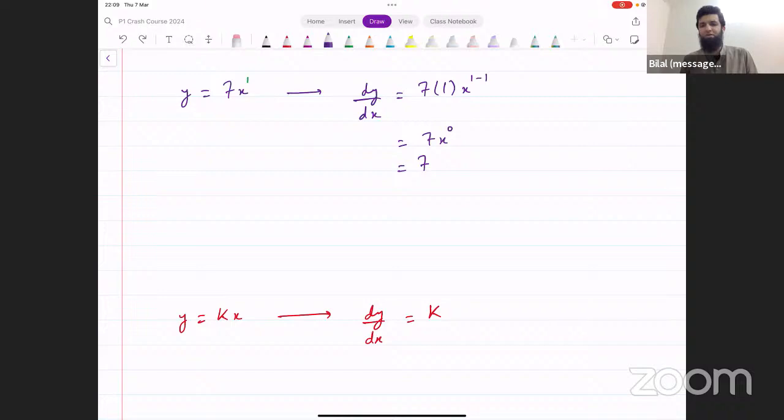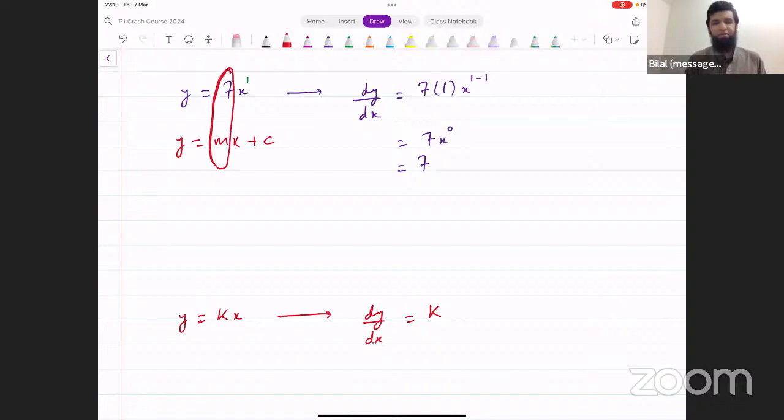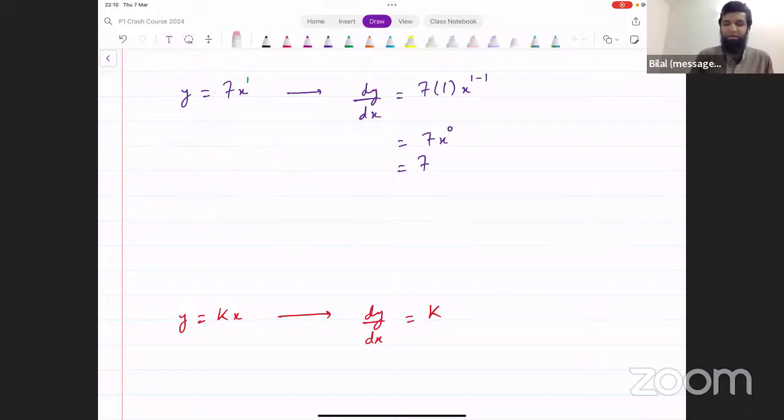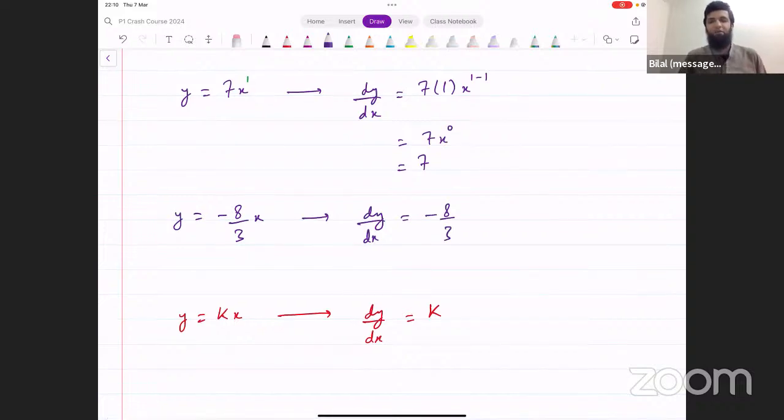We could think of it using that straight line form as well. Y equals 7x is actually a straight line, y equals mx plus c. Compare with that. What's the gradient? The gradient is 7. So the derivative of this function is going to turn out to be 7. Okay. Whenever you are differentiating something with x power 1, you can write it like this directly. If you had, for instance, y equals minus 8 over 3 times x, the derivative of that you can write directly as minus 8 over 3. So that's a general rule that you can remember. You just have x power 1, and the coefficient with that is going to be the derivative.